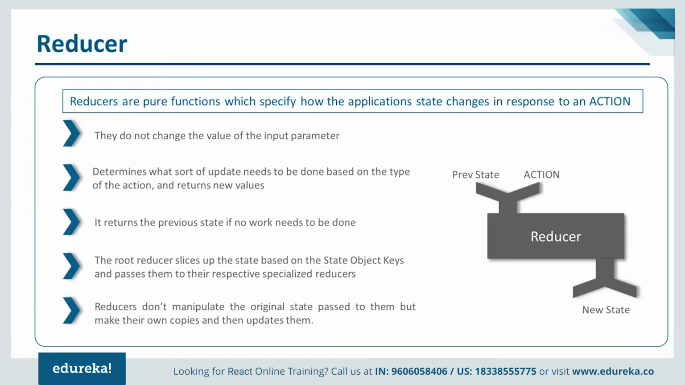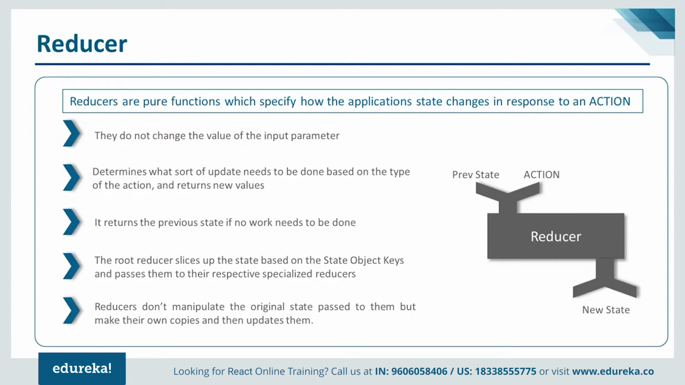Reducers don't manipulate the original state passed to them. As I mentioned, they are pure functions. So they don't manipulate the original state, but they make their own copies and then update them. As you can see in this diagram, this reducer is taking a previous state and an action. These are the two input parameters which a reducer always takes. The previous state and the action, and then it processes these two input parameters and gives us a new state, or I can say the new updates or the new changes. So this is how a reducer works.